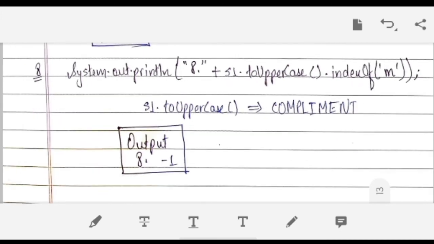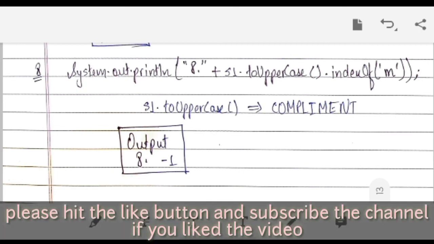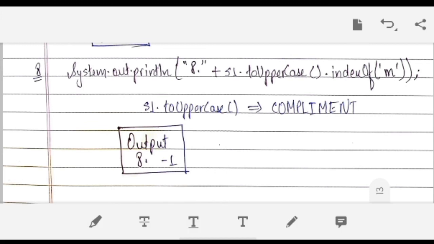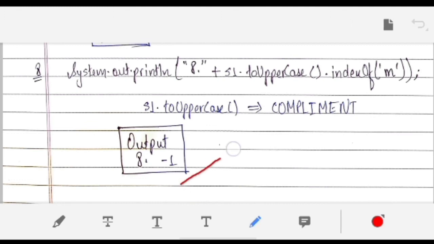The next code segment is System.out.println("8." + s1.toUpperCase().indexOf('m')). Here we know that the toUpperCase function of class String converts the content of the string s1 to capital letters, and then it finds the index of small m. Since the small m is not present in any capital letter of s1, it returns -1, and therefore the output is 8. -1.